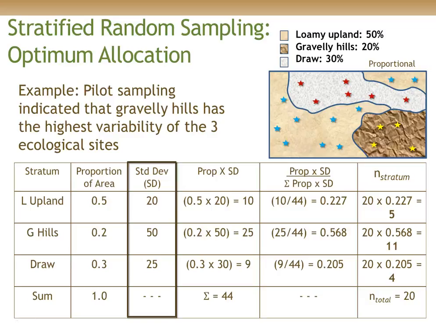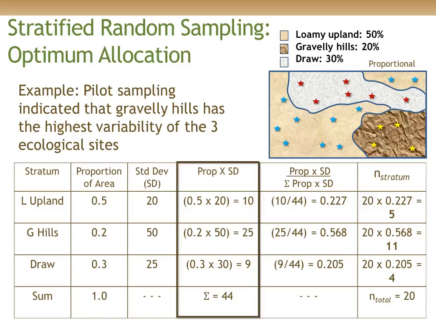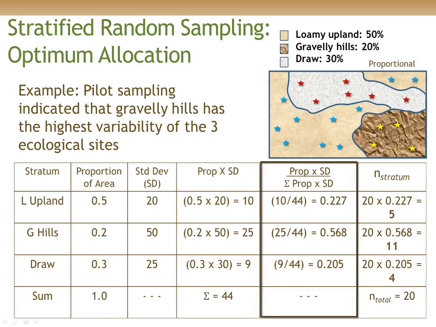And so what we do first is we multiply the proportional area of each of the strata by its respective standard deviation and come up with a weighted value. We then sum these weighted values and come up with a summed weight. The next step is then to take the weighted value for each of the strata or ecological sites and then divide that by the summed weight, and that will give us a new weighted value.